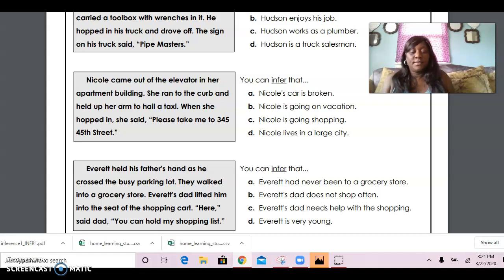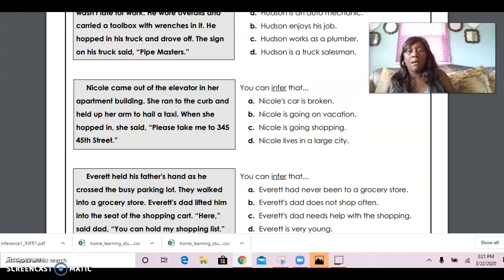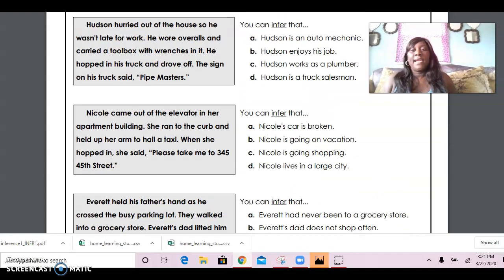So your instructions now are to read the last 3 paragraphs on your own, slash the trash, and then you're going to pick the correct answer. After you've done that, there will be a quiz that you need to take on the last 3 paragraphs.